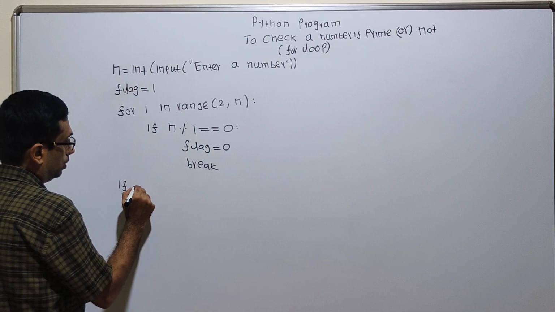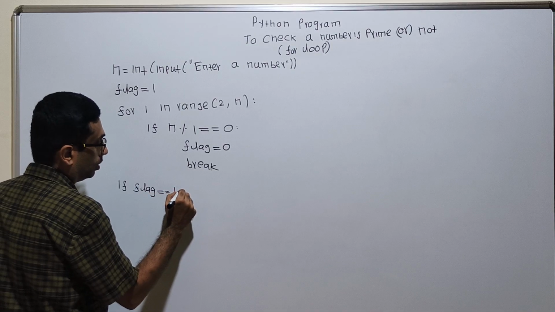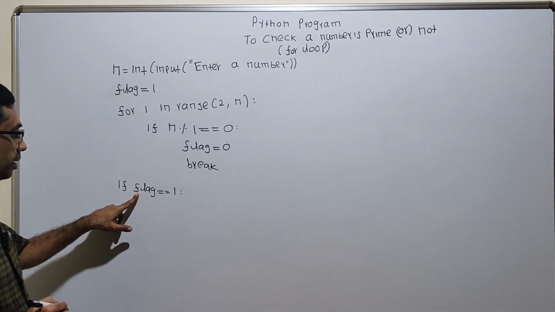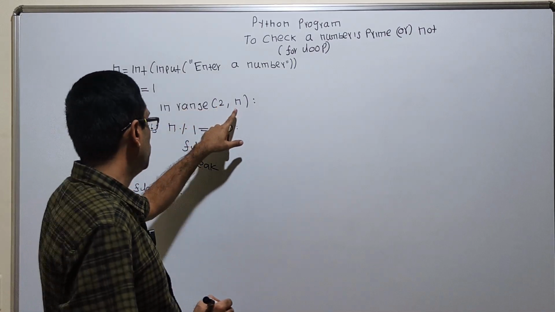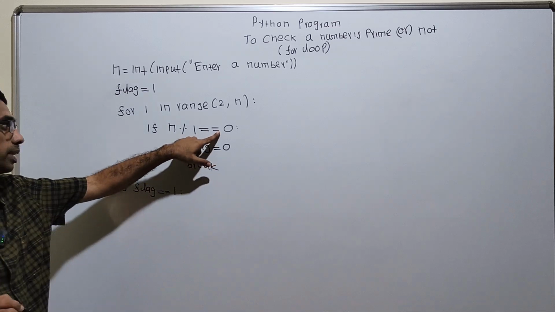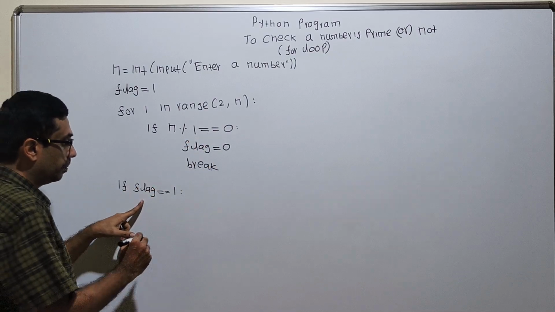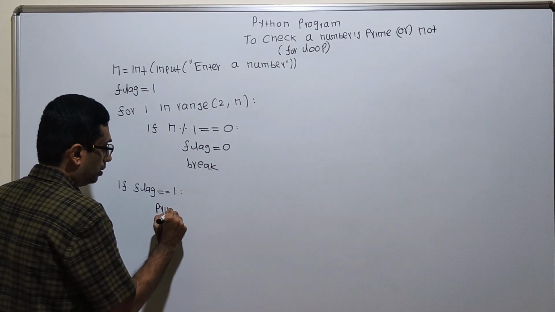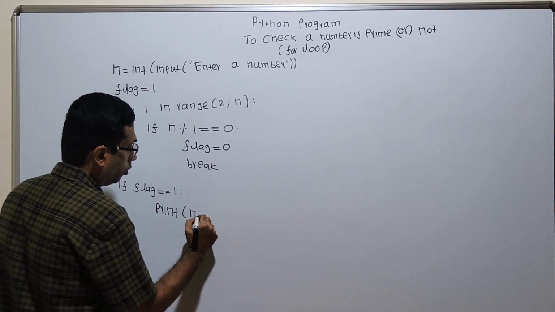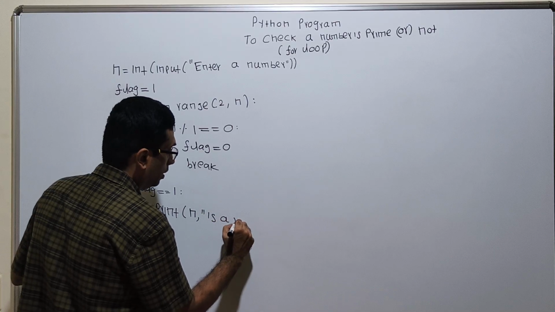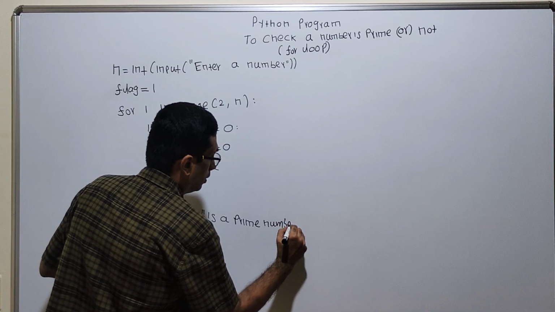If flag double equal to 1 colon, that means the value of the variable flag is 1. That means from the loop 2 to n minus 1, the condition is not true. That means the number is divisible by itself and 1 only. In this case, I am printing the variable n followed by the string "is a prime number".